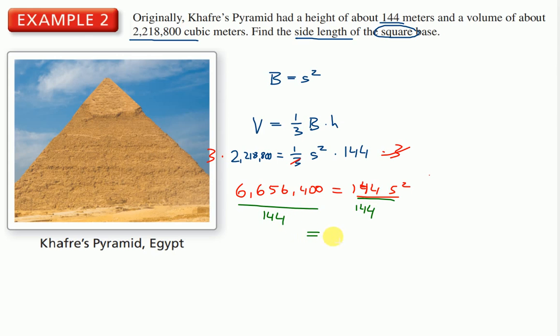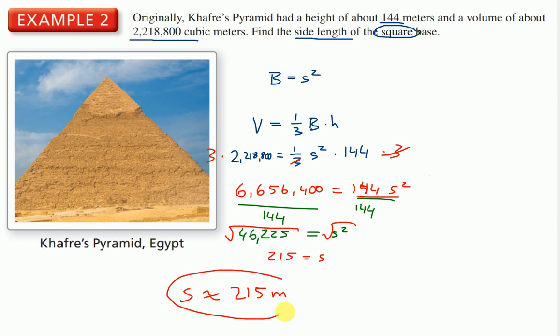And we get side squared is 46,225. Now we have to square root that in order to get what the side length is, and that is 215 for s. So the side length is approximately 215 meters.